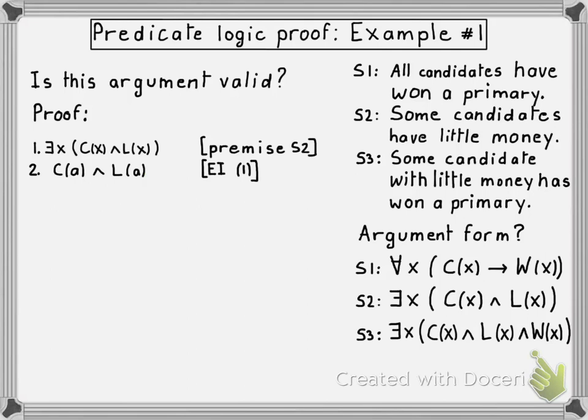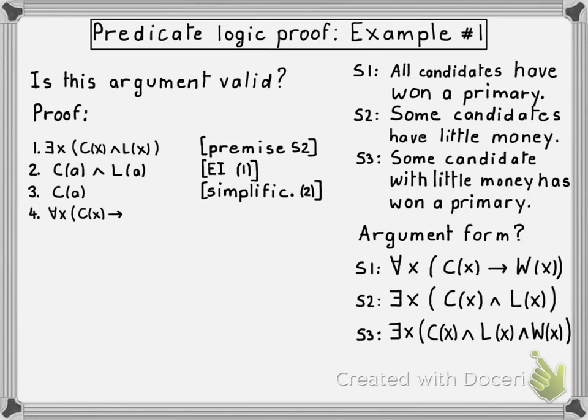Now, from this conjunction, we can infer that its first operand must be true, in other words, C of A. That's the rule of inference called simplification, applied to proposition number 2. Now remember, this rule was stated for propositional logic, but it still carries over to predicate logic because C of A is a proposition and L of A is a proposition. So we apply simplification and end up with the first proposition, C of A. Okay, so we're not done yet. Remember, we're trying to get to the conclusion, namely S3. So we're pretty far from it.